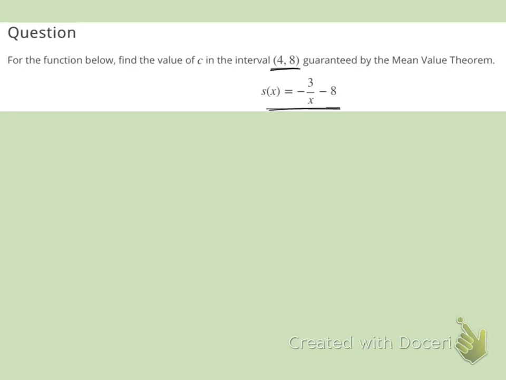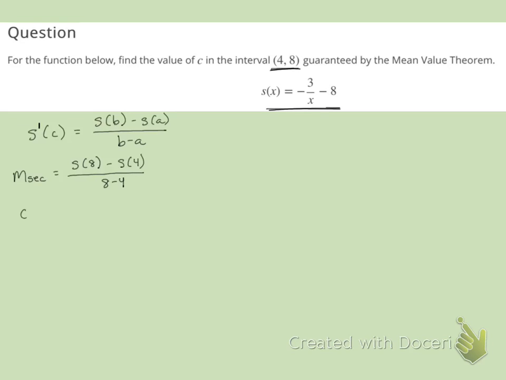So the mean value theorem says that there is an s prime of c such that this equals the slope of the secant line, which is s of b minus s of a all over b minus a. So let's first find the slope of the secant line. In this case, it will be s of 8 minus s of 4 over 8 minus 4.